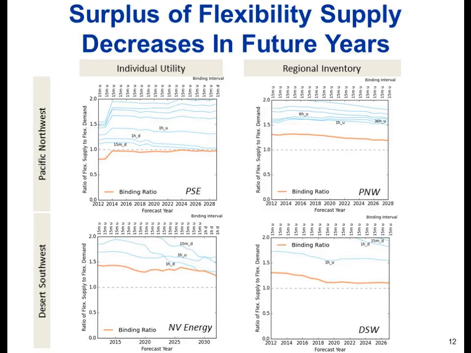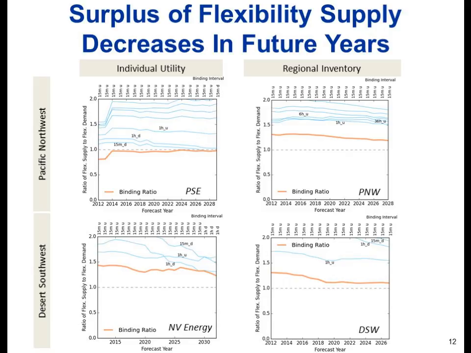Finally, we consider the balance between flexibility supply and flexibility demand by calculating this binding ratio. These charts show the year again on the horizontal axis and the ratio of flexibility supply and demand on the vertical axis. The orange line indicates the ratio in that binding flexibility interval, again indicated at the top of each of these charts. The blue lines show the ratio of flexibility supply and demand in the other intervals that are less constrained than that binding interval. And I've labeled just a few of those to give an indication.